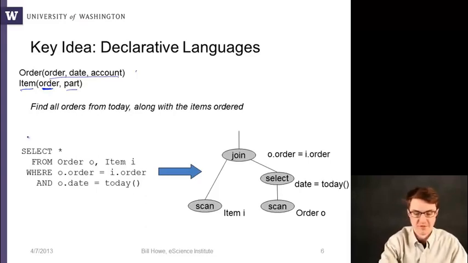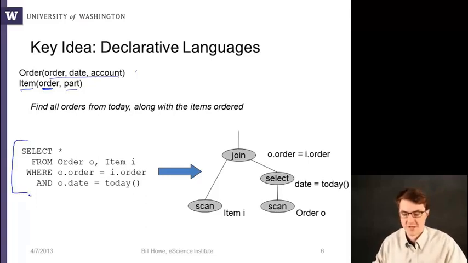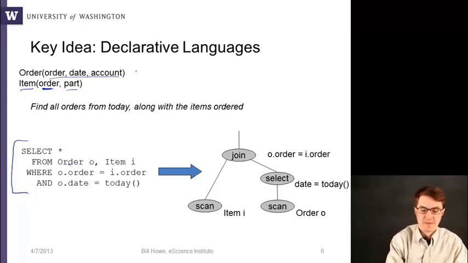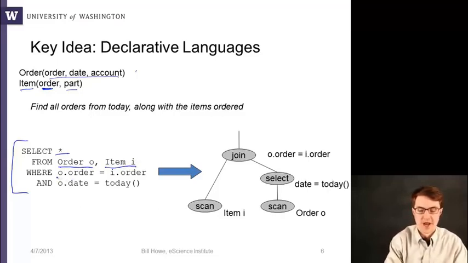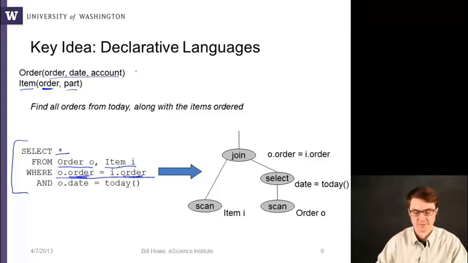then you might write this query. And if you've seen SQL plenty of times before, bear with me. And if you haven't, then pay attention. So select star, give me all possible columns from the table order and all possible columns from the table item. But I only want records such that this condition is true, where the order column from the order table matches the order column from the item table, right? And then further, I only want orders from today, where order.date equals today.